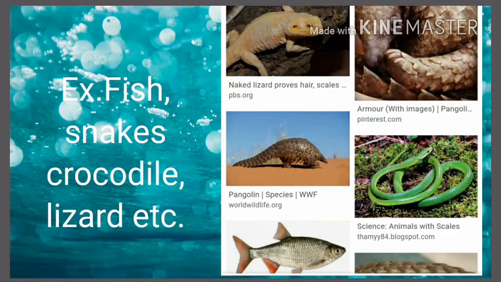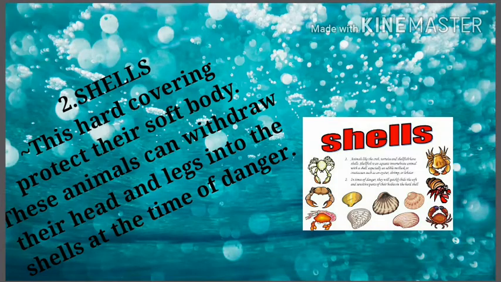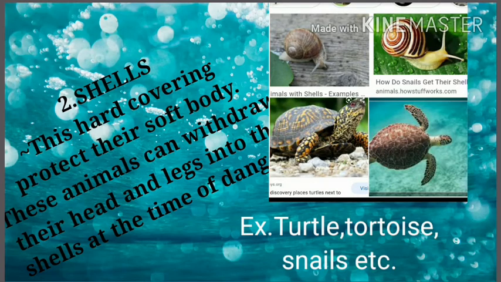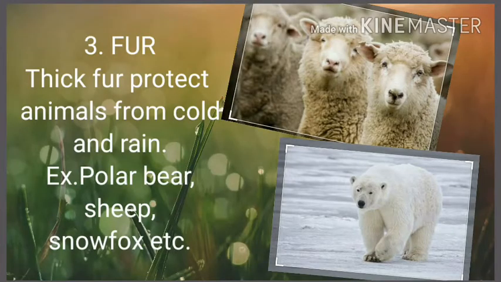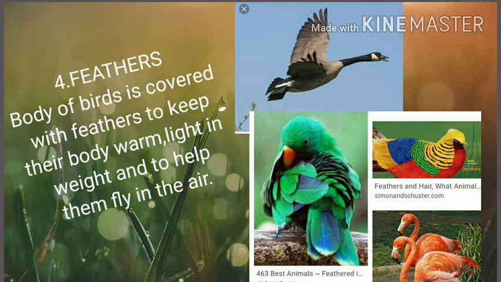of functioning. Shells. This hard covering protect the soft body of the animals and also they help to withdraw head and leg at the time of emergency. Example turtles and all. Fur. The thick fur of certain animals help them to protect from cold and rain. Feathers. They are light in weight and help them to keep body warm and fly comfortably in air.